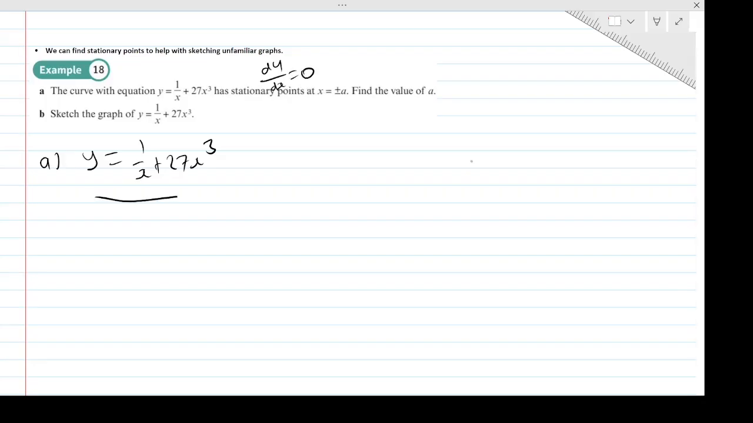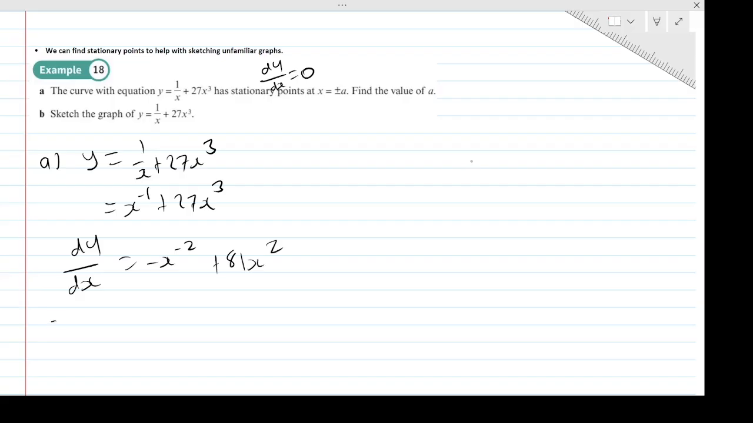So if we differentiate, we firstly need to simplify this 1 over x. We need to have it as a power of x. Well, it's a reciprocal, so it'd be x to the minus 1 add 27x cubed. Now dy/dx: x to the minus 1 will go to minus x to the minus 2, add 27x cubed. Well, the 3 goes to the front, the power, so 27 times 3 is 81, then x squared. And there we are.